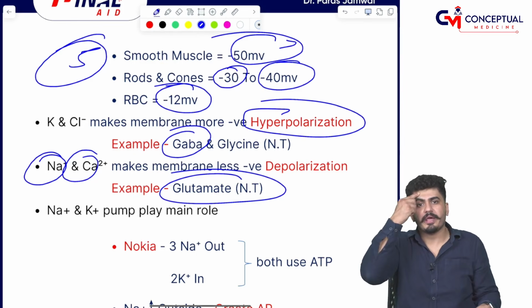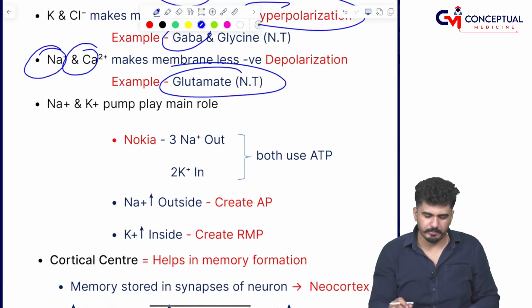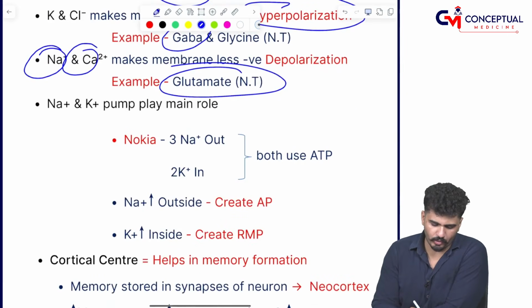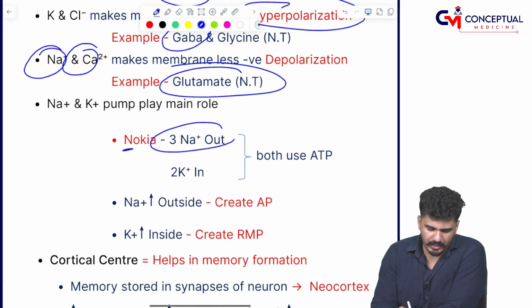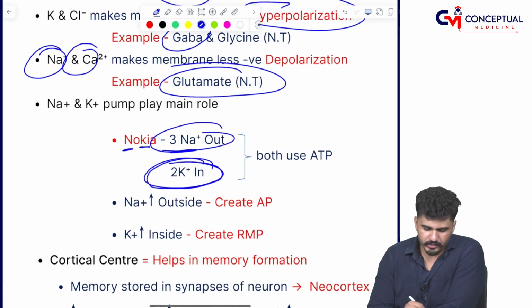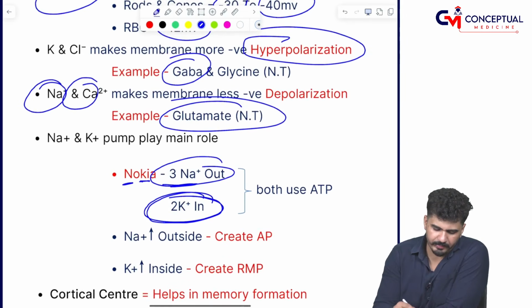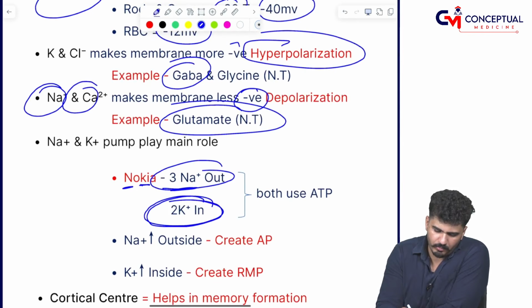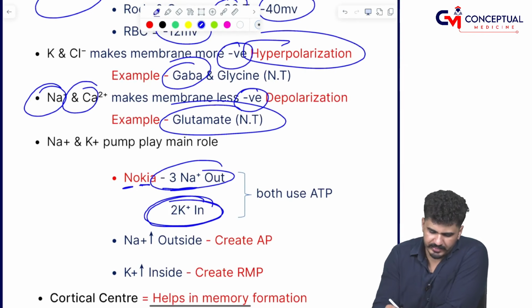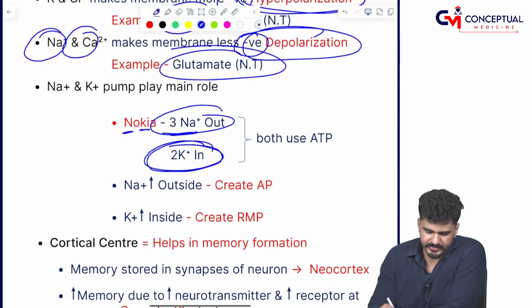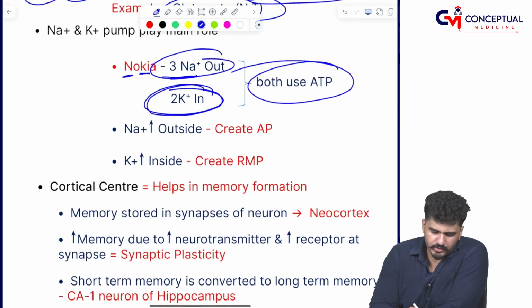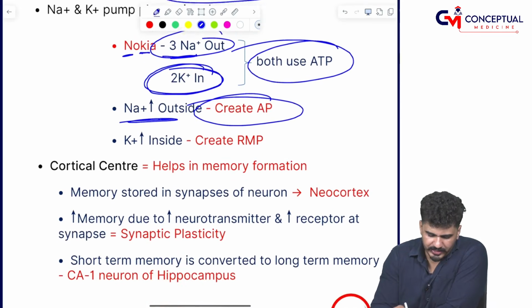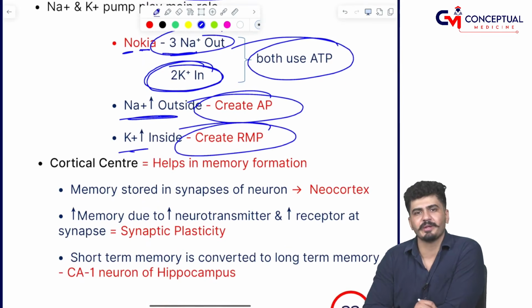Now the sodium-potassium pump plays a main role, and here we have to remember the Nokia. Sodium goes out, potassium comes in. 3 sodium out, 2 potassium in. The sodium going outside will make the membrane less negative. Potassium coming in will make the membrane more negative. So potassium inside will do hyperpolarization. Sodium outside will do depolarization. They both use ATP. So outside creates action potential, inside creates resting membrane potential.